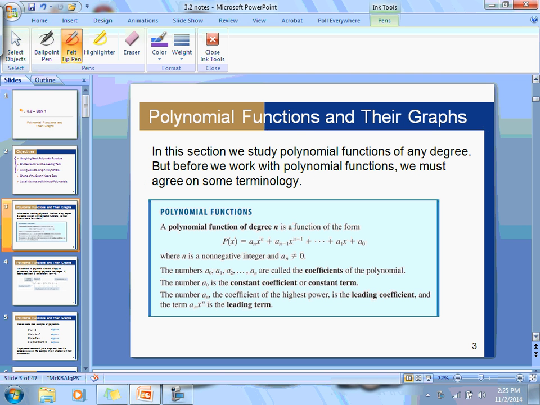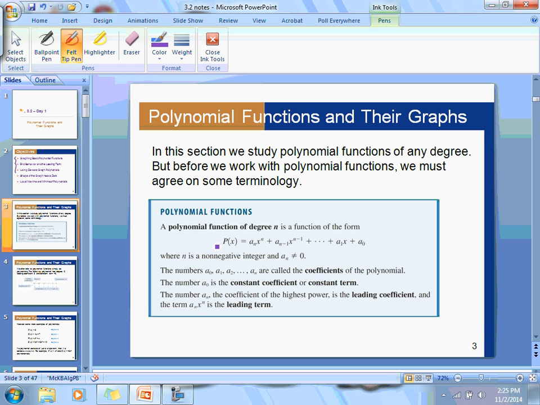Now we've already talked about polynomials of the second degree, which are all parabolas. So today we're going to talk about more complex polynomial functions. And this little box does a really good job of reminding us of some common terminology when we're dealing with a polynomial function. And this is the general form that we've seen before.